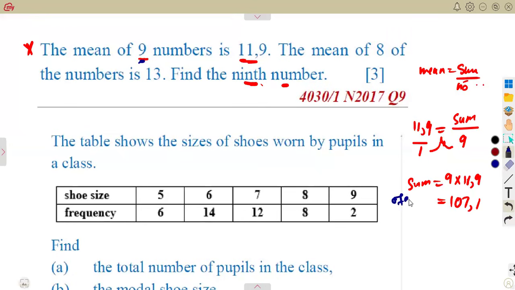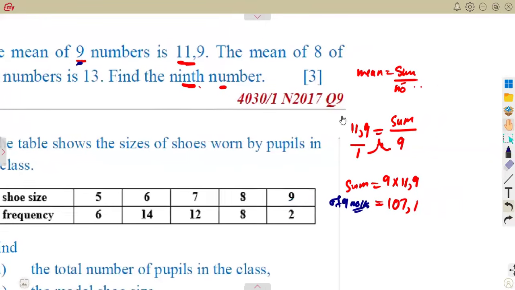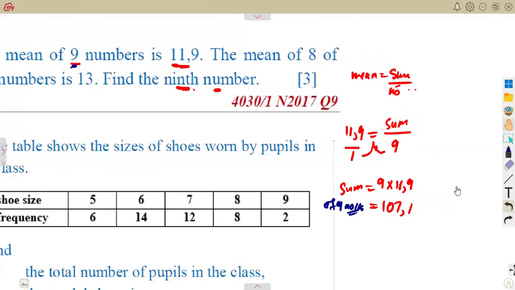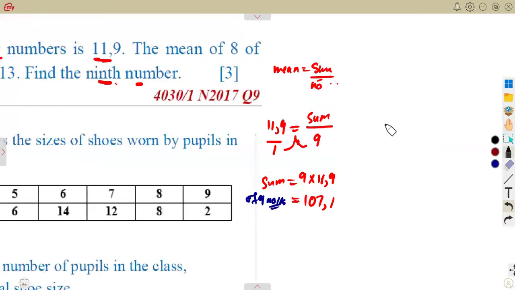9 numbers. The 9 numbers. Okay, we do the same thing. The mean of 8 numbers. The same thing. Same approach. What is the mean of these 8 numbers?